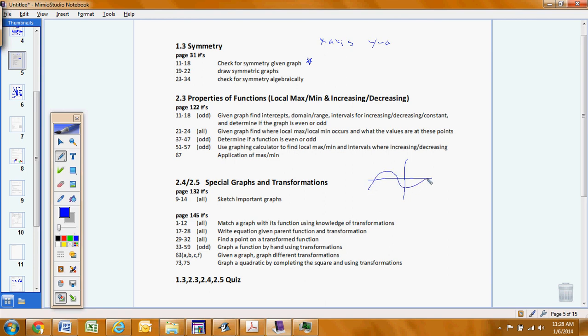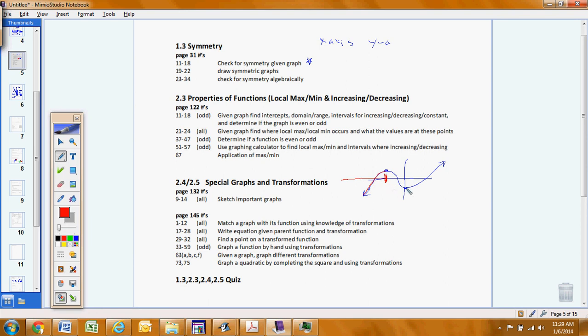So if we have something that looks like this, this point right here would be a local max. This point right here would be a local min. It's increasing whenever it's going uphill. So it's going uphill right here. So the interval where it's increasing would be from negative infinity to whatever this x value is right here. So that's where it's increasing.